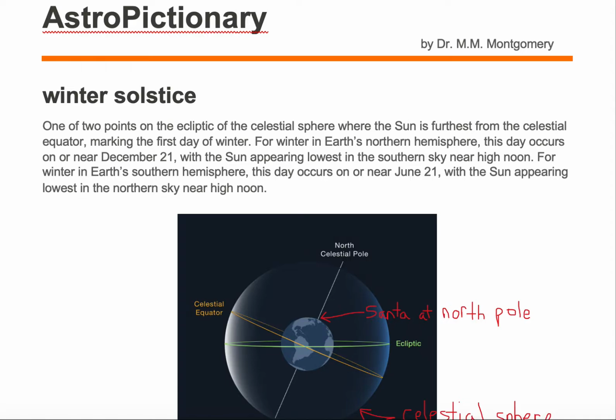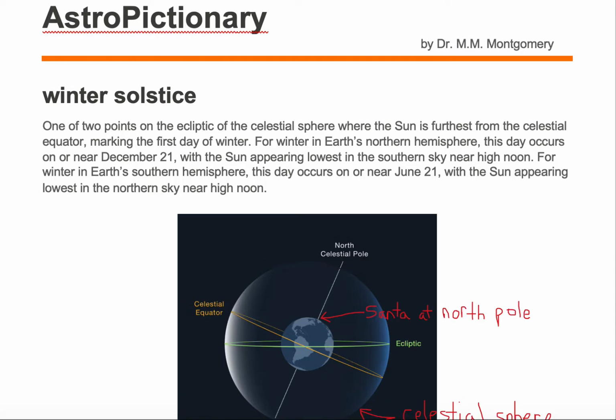Winter solstice is one of 2 points on the ecliptic of the celestial sphere where the sun is furthest from the celestial equator, marking the first day of winter. For winter in Earth's northern hemisphere, this day occurs on or near December 21st, with the sun appearing lowest in the southern sky near high noon.